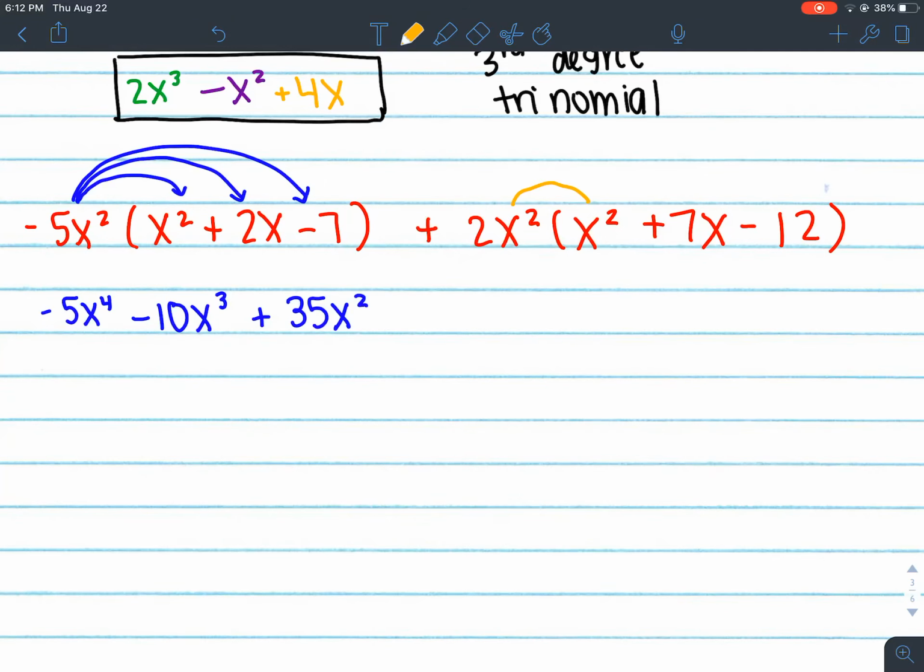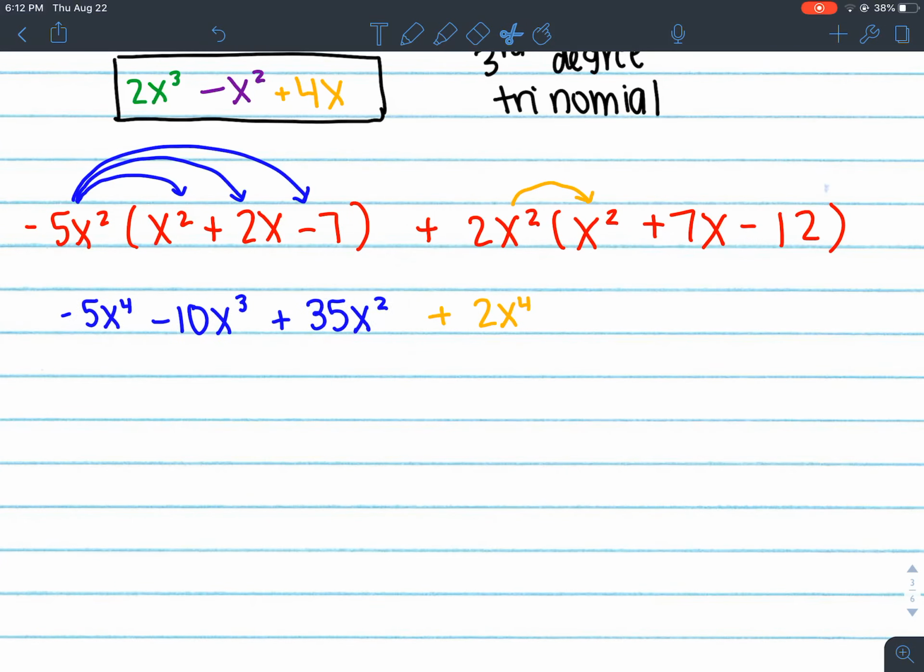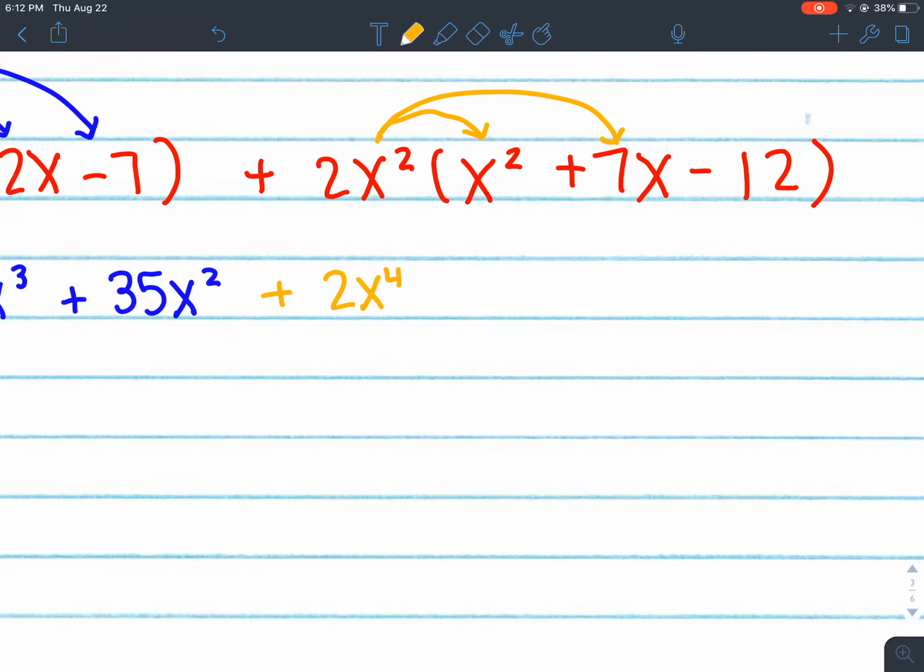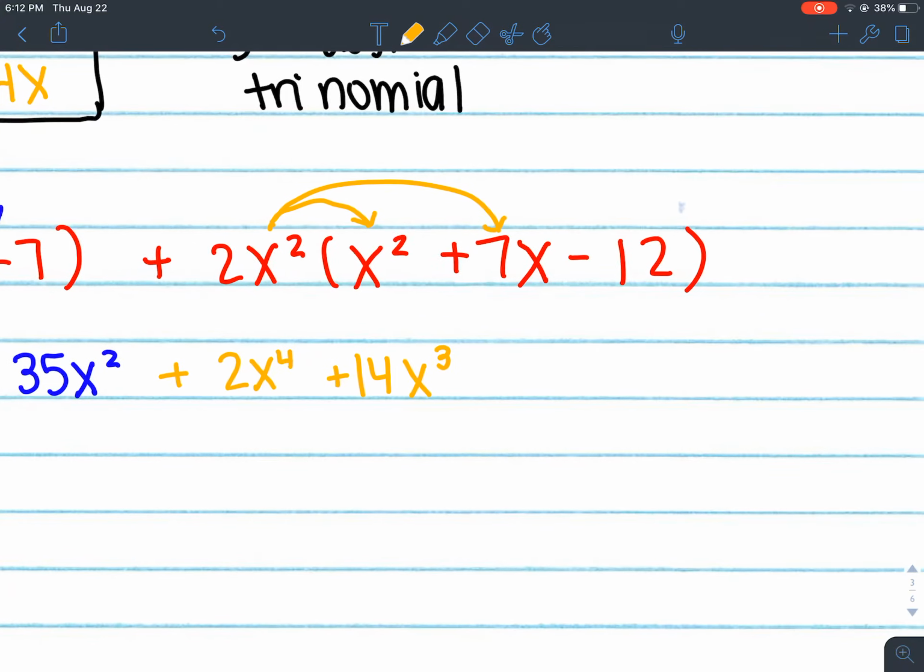Next over here, we have 2x squared times x squared. That's going to be positive 2x to the 4th. Okay. And then we have 2x squared times 7x, and that's going to be 14x to the 3rd, because x squared times x is x cubed. 2x squared times negative 12 is going to be negative 24x squared.